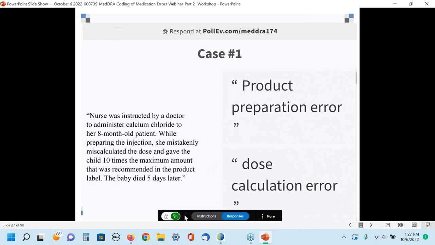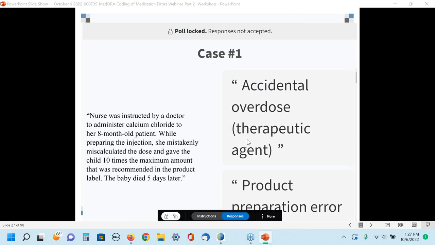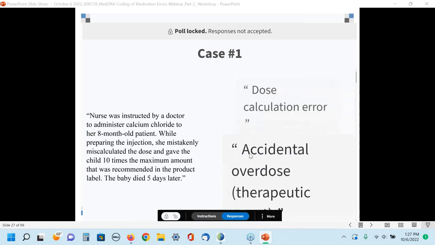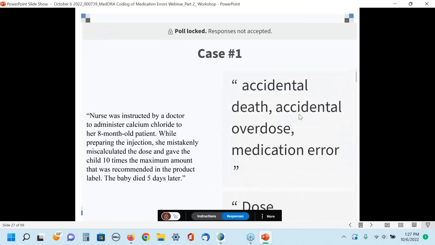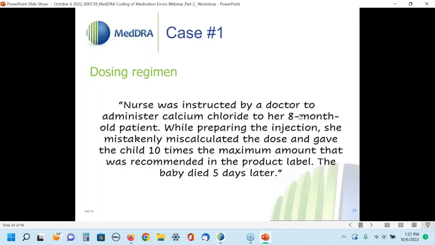All right, I'm going to lock the responses and then I'm going to move forward. All right, so this was the verbatim as presented.